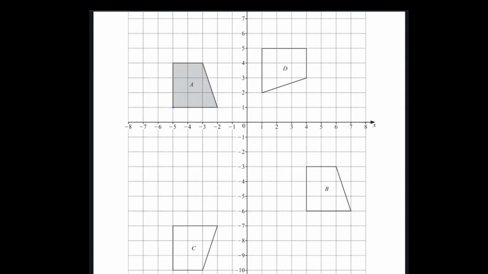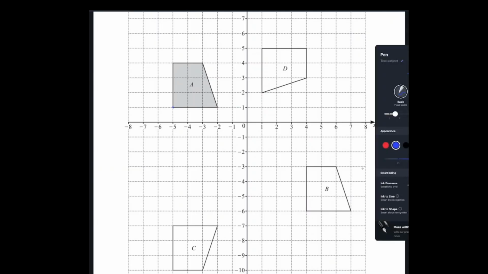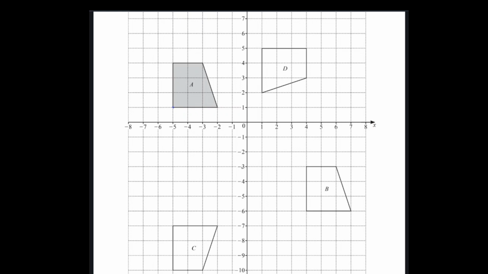Okay, for enlargement, we know the center of enlargement. First check where the center of enlargement is. It's (3, -3), so this is the center of enlargement, and they are asking us to enlarge the shape by scale factor 2. Okay, so first find out how far this is from the center of enlargement.